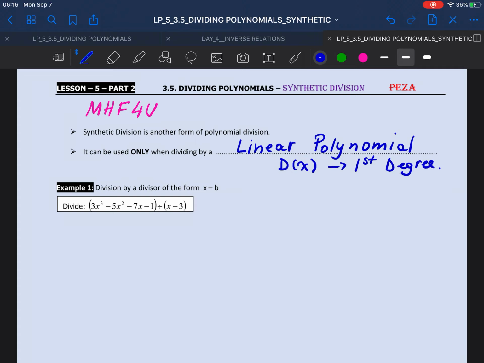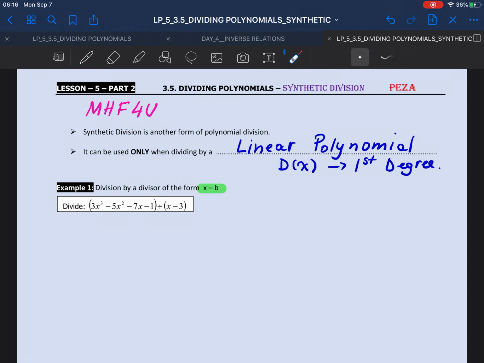So we're going to get started with our first example. In the first example, I chose the divisor to be in the form x minus b. So it's a first degree polynomial. And another special thing it has is the fact that the coefficient of x is 1. In synthetic division, we do not work with the whole terms, but we just use the coefficients in order to perform the division.